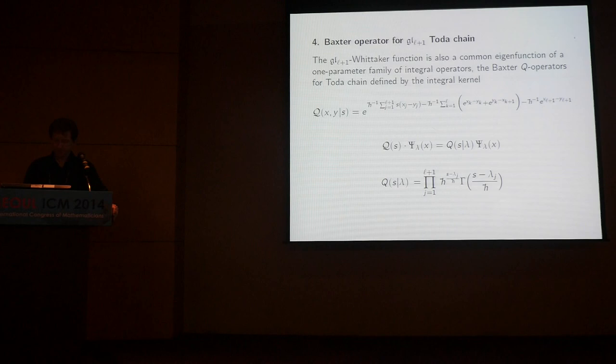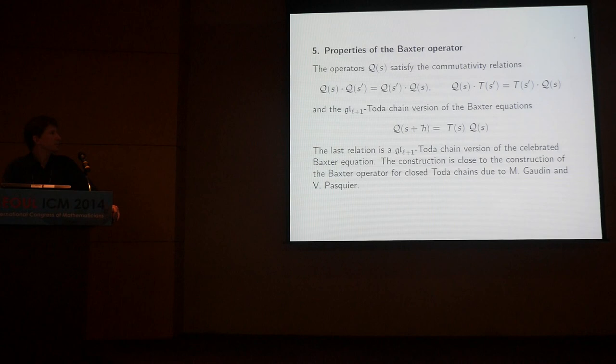This operator has the standard properties of Baxter operators in the general case, so it's a commutative family for different values of the parameter. It commutes with the Hamiltonians, that's why it has a common eigenfunction. It has a degenerate form of the Baxter equation. Usually it has two terms on the left, but in the case of the Toda chain, one term disappears, so the equation is very simple. Let me note that for the affine Toda case, the corresponding Baxter operator was constructed long ago by Gaudin and Pasquier.